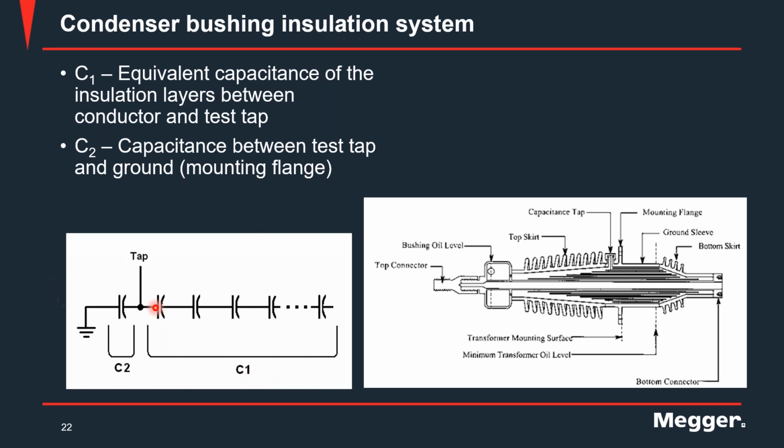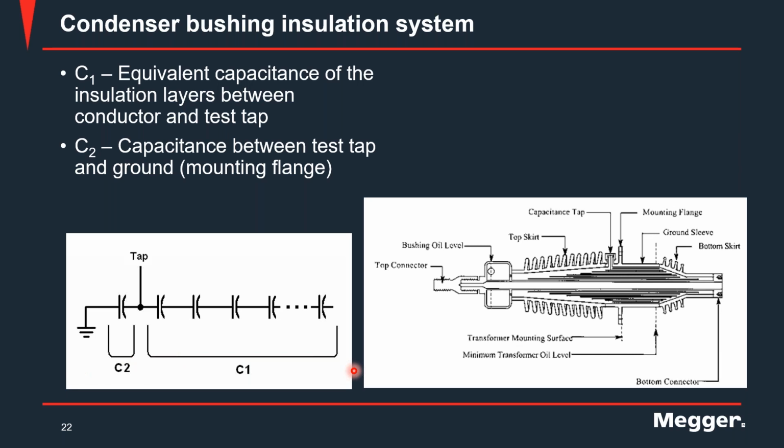And also, there is a C2 term. So here you have a point called the test tap, which is found at the base of the bushing. This test tap is brought out and it's insulated from the core, the central conductor, as well as the ground. And being insulated from the ground, it has some insulation, which can be termed as capacitance C2. So when we run a power factor test on a condenser bushing, we can measure both C1 and C2.